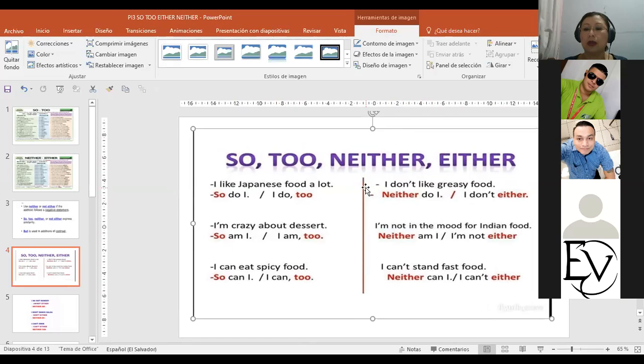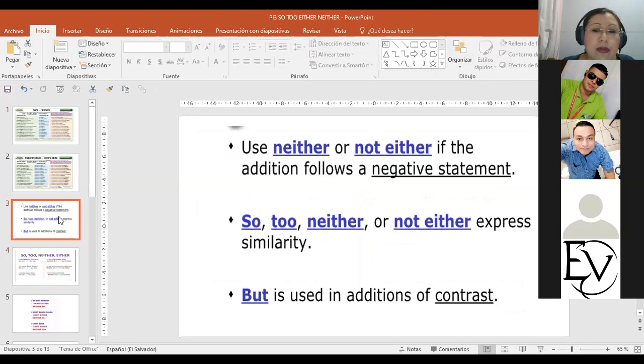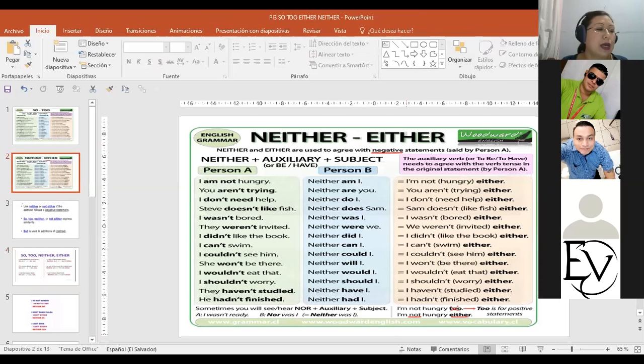Una preguntita, perdón, no sé si le capté. Cuando dice el neither y el either es para las oraciones negativas. Sí, cuando usted está secundando a alguien que está diciendo que no le gusta, que no quiere. Así como la primera que dice, no me gusta la comida grasosa. Y dice, neither do I, a mí tampoco. ¿Y I don't either? Lo mismo, yo tampoco.